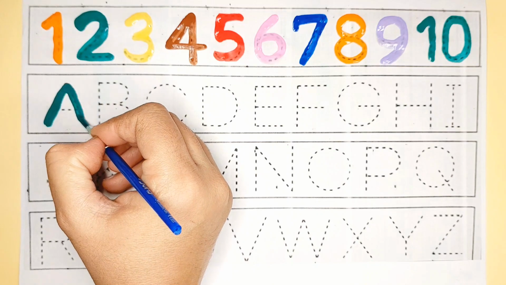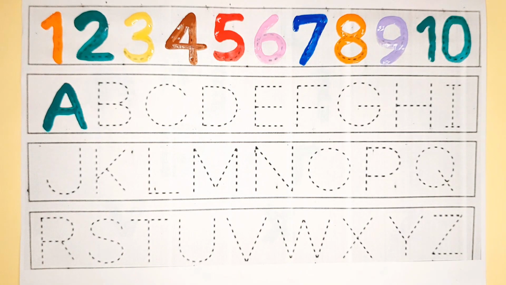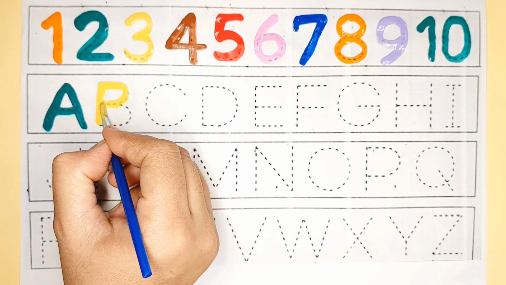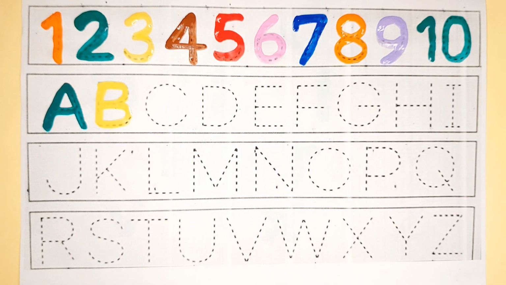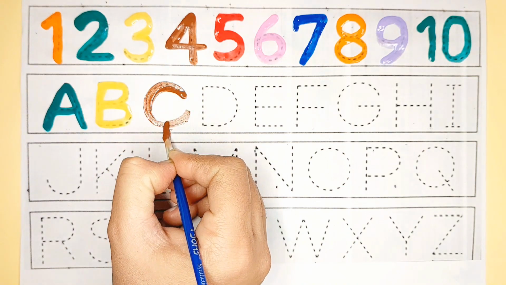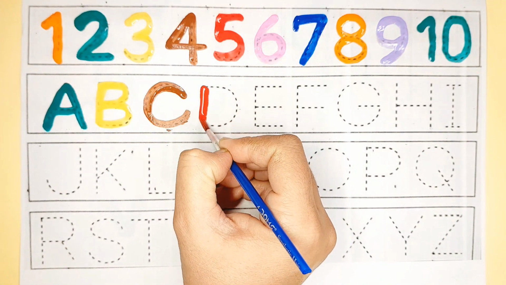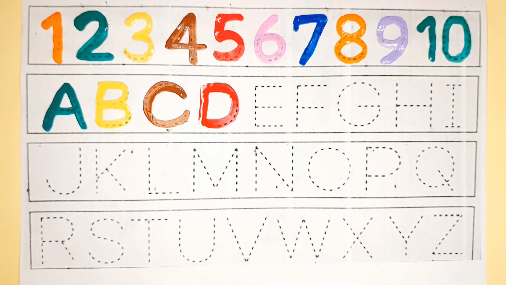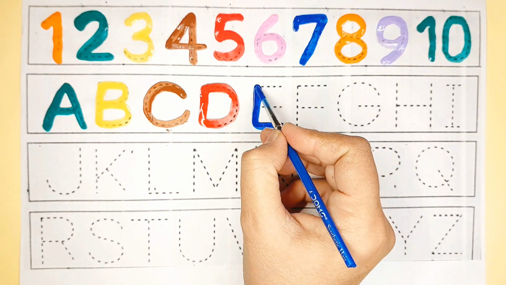A for apple. B for butterfly. C for candy. D for dinosaur. E for elephant.